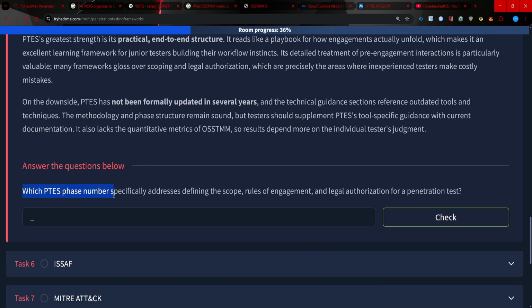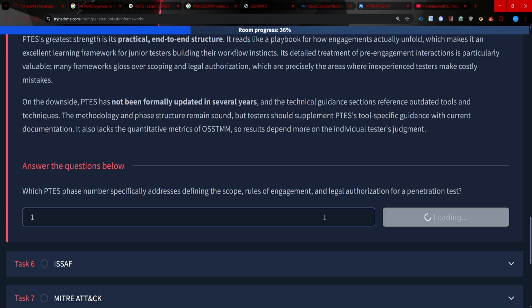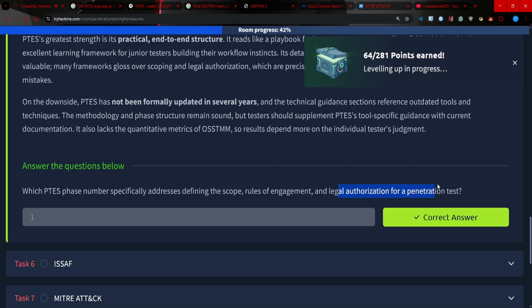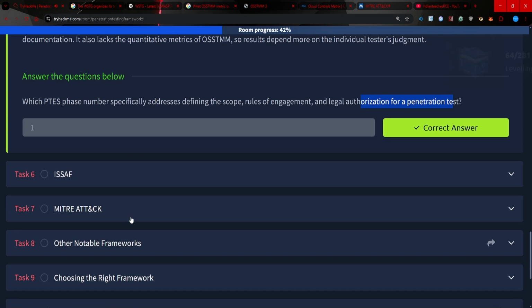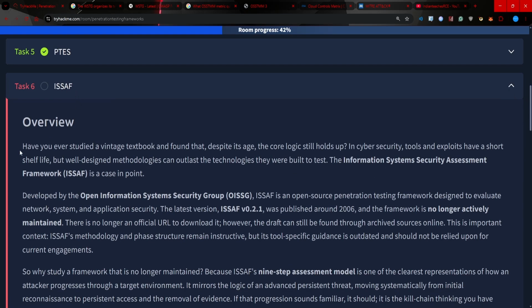Which PTES phase number specifically addresses defining scope, rules of engagement, and legal? I think this is one. Yeah. For a penetration tester, yeah, one. Oh, okay. ISSAF.